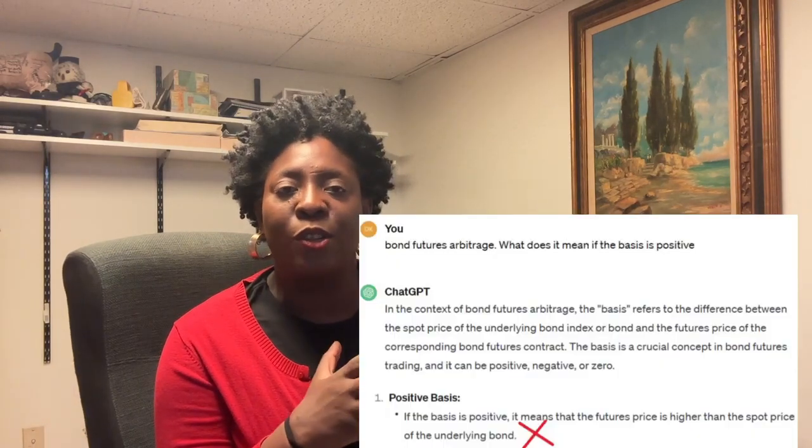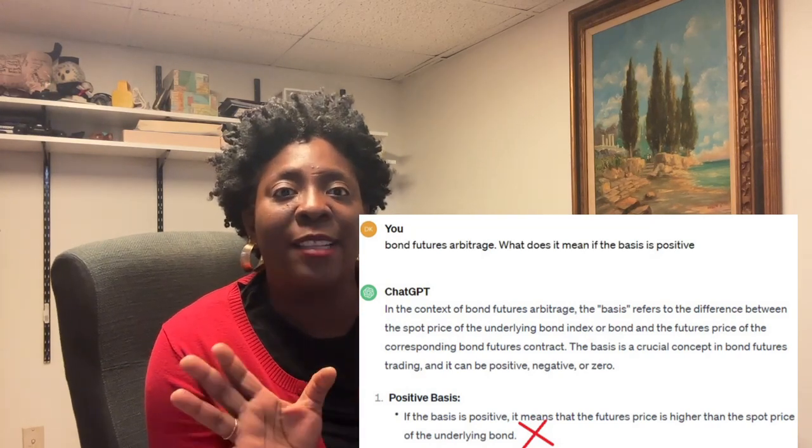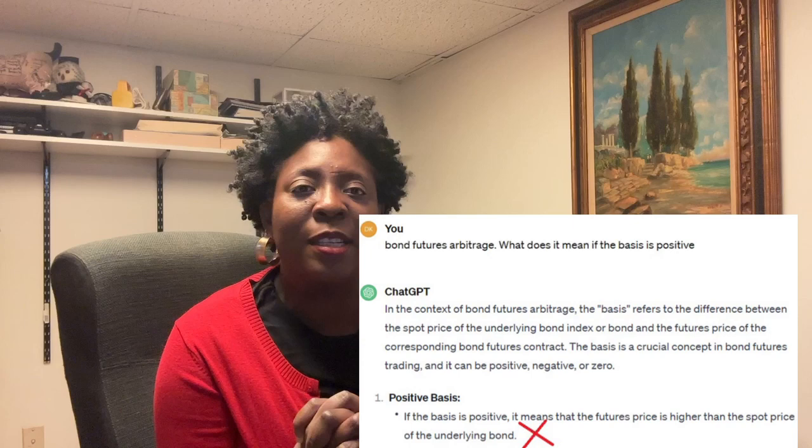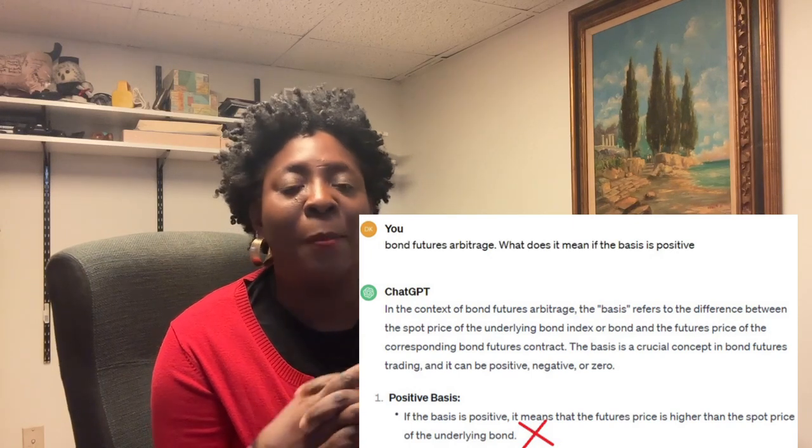And hilariously, I'm going to put the answers that ChatGPT gave me when I asked those two questions up here. ChatGPT got it significantly wrong. It's telling me that the basis is positive when the futures market is higher than the spot market. Well, the math doesn't work.